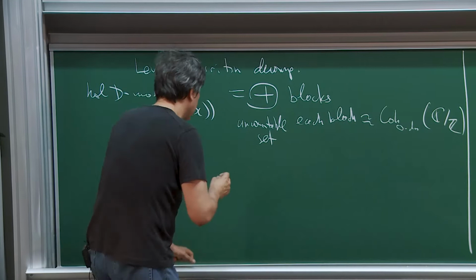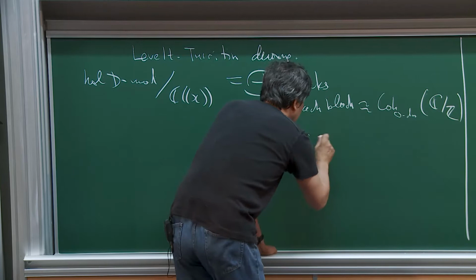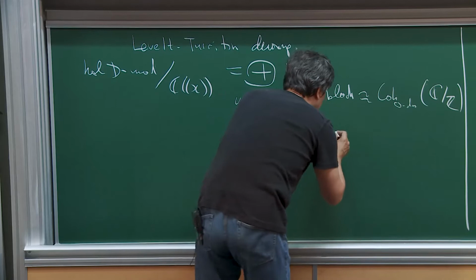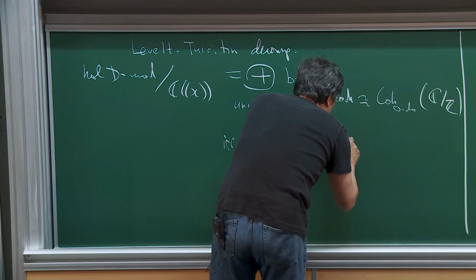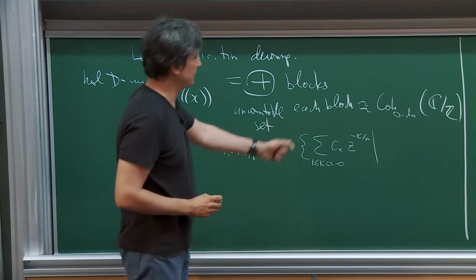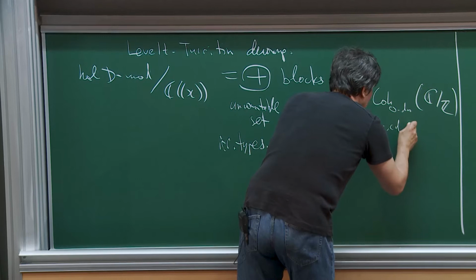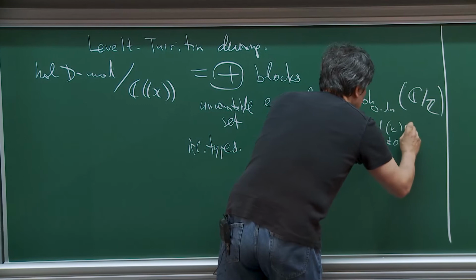And the set corresponds to irregular types, or expressions like this. You can see the set of all possible formal Puiseux polynomials, some sum of c_k z to the power k over n. Consider the set of finite sums such that for a certain m, the greatest common divisor of the k such that c_k is non zero is equal to 1.